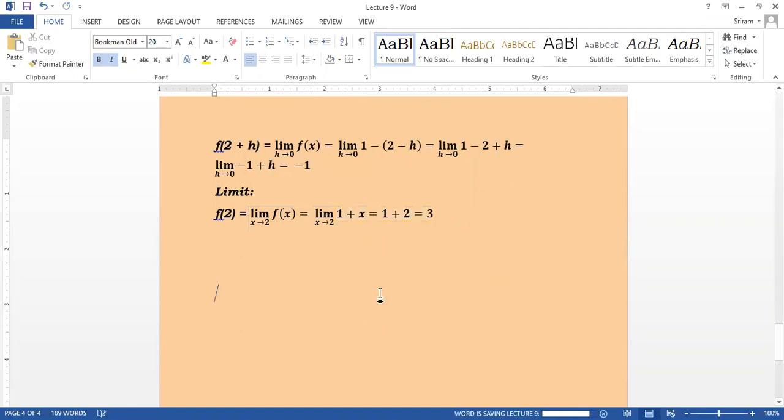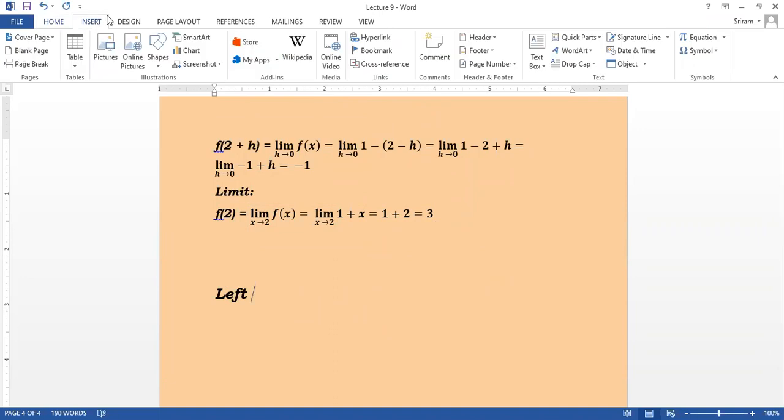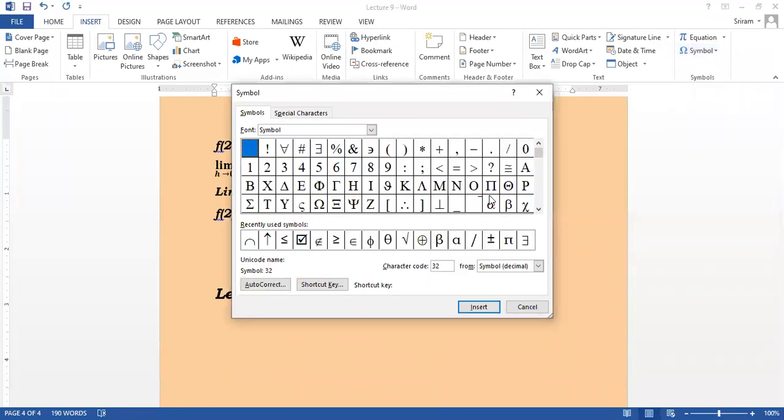But here when I check, my left limit is not equal to the right limit, isn't it? The left limit is not equal to the right limit. Let me check for the not equal to symbol. One second, dear. I am checking for the not equal to symbol. Yes, here it is.